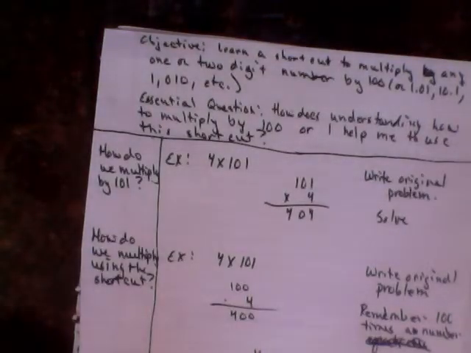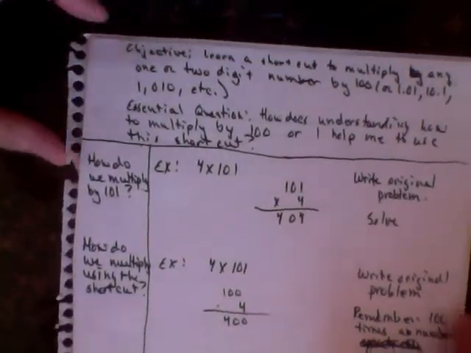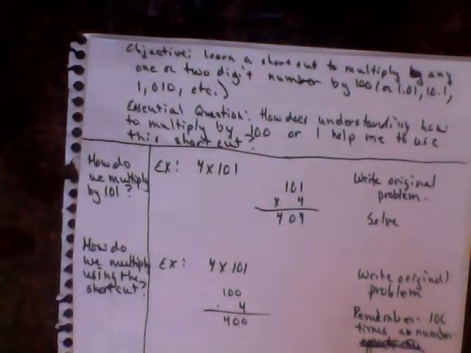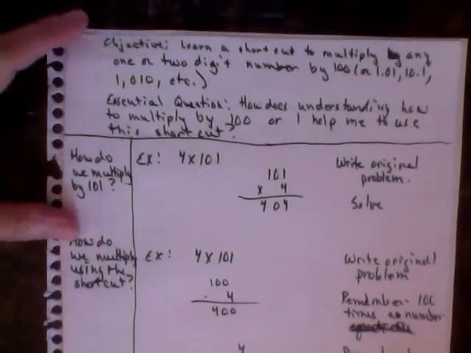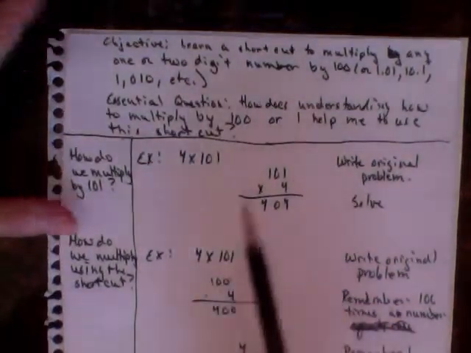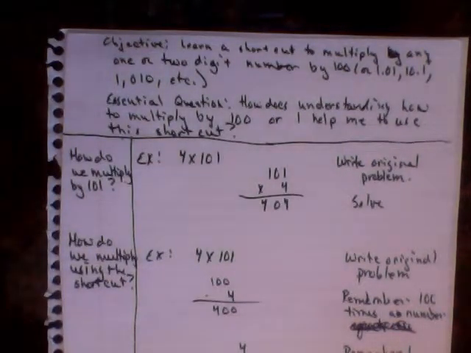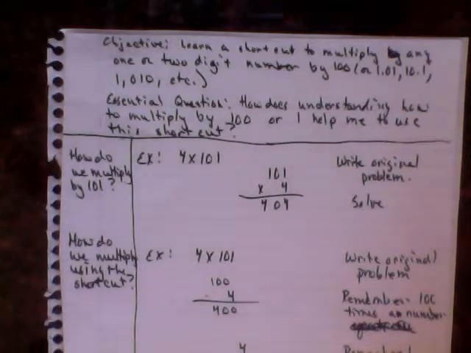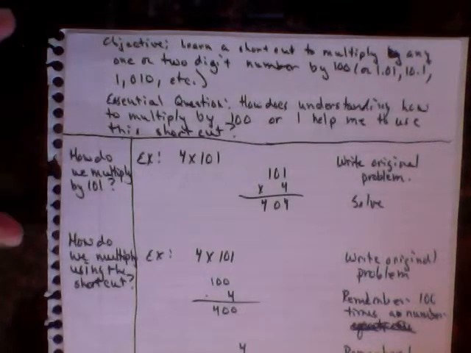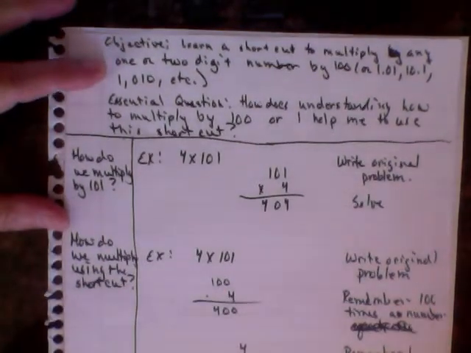Again, I started it with 9. The next one, I decided again to use my C-note format to do. Our objective is to learn a shortcut to multiply any 1 or 2 digit number by 100 or 1.01, 10 and 100, and 1010, etc.